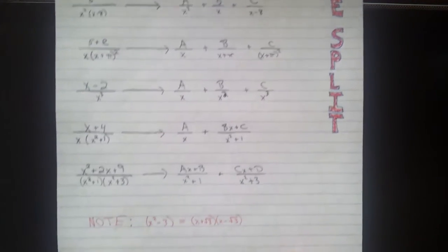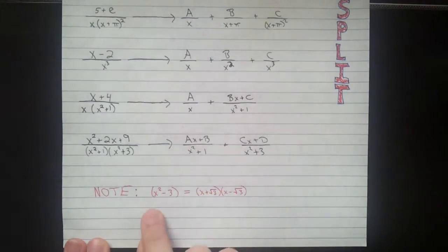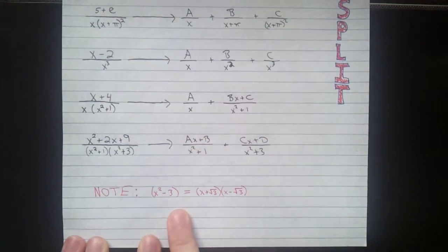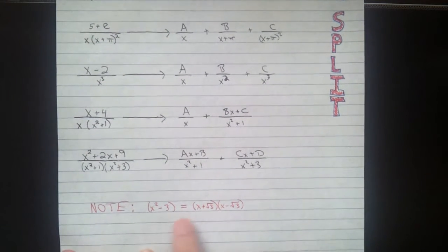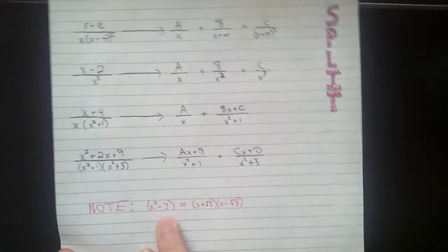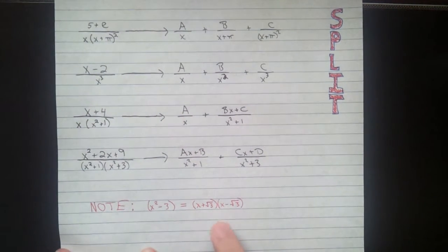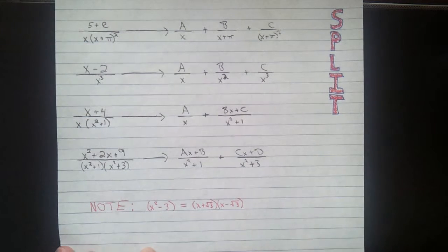A little note here. If you have x squared minus a number, don't get fooled into writing it this way. You can always factor those. Here x squared minus 3 is x plus square root of 3 times x minus square root of 3.